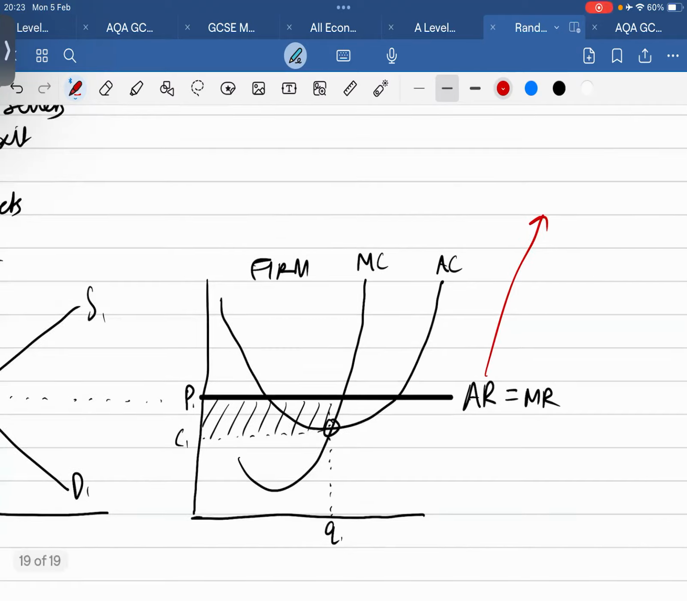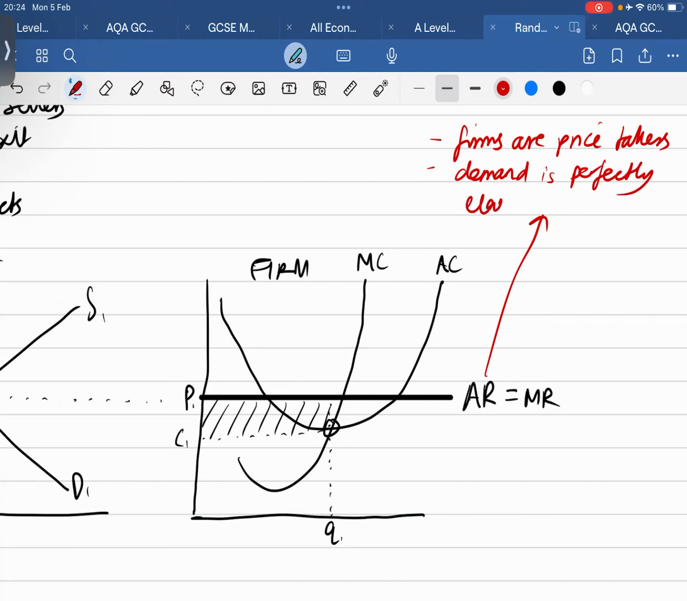Average revenue is flat because firms are price takers, which makes demand perfectly elastic, because there are infinite substitutes, perfect substitutes. For example, if me and you both sell milk, if one of us tried to raise their price, the other one of us would get all of the demand. So that's why we both have to stick to the same price.